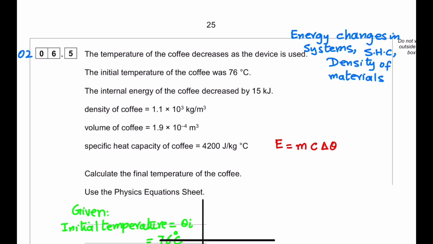We know that with time, the temperature of the coffee will decrease. As a result, the kinetic energy or the internal energy of the air molecules will decrease. Therefore, the speed of the wheel is also reducing. We need to find the final temperature of the coffee.